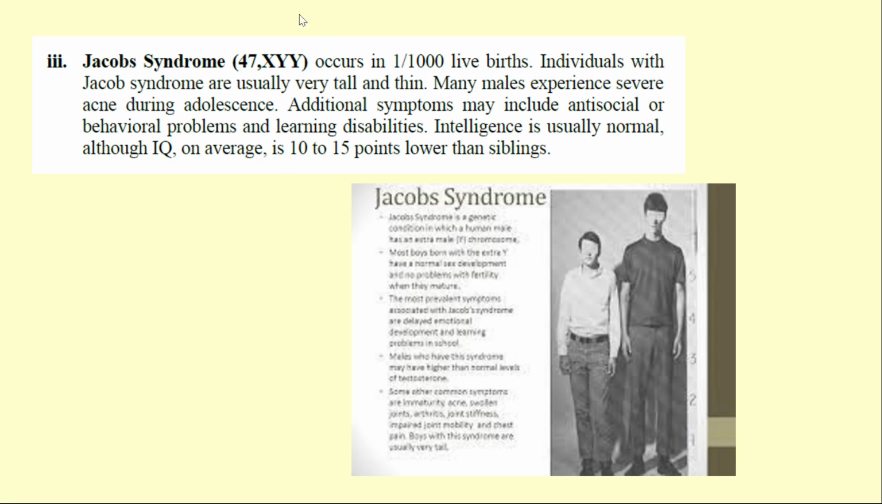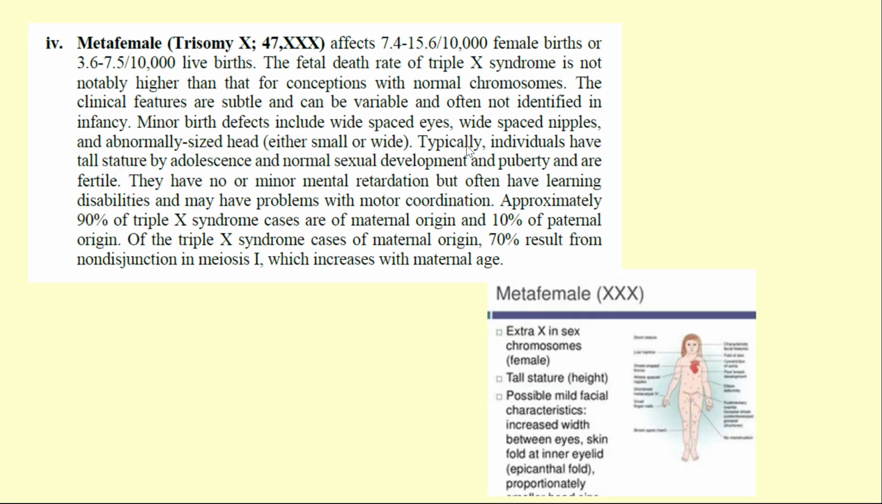Jacob syndrome is XYY, so 47 chromosomes, an extra one, and the characteristics would be antisocial behavior, learning disabilities, and lower IQ points compared with siblings. For the meta-female, XXX, there are 47 chromosomes, and they have no or minor mental retardation but have learning disabilities and probably motor coordination problems as well.